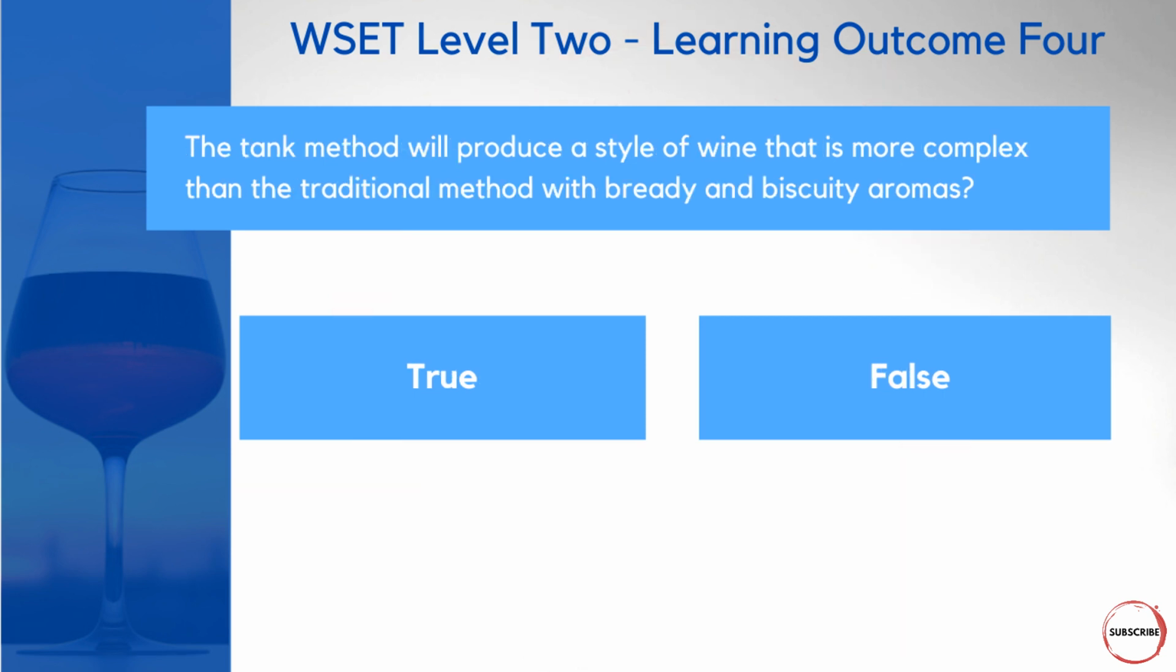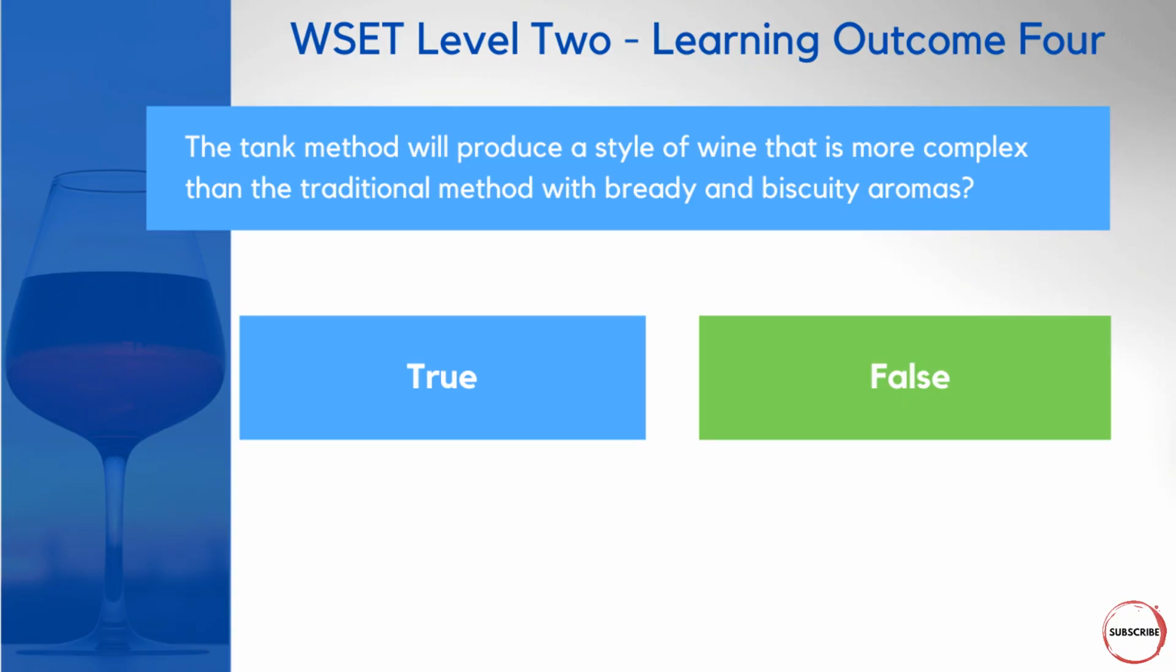Let's take another look at a question on a true or false style. The tank method will produce a style of wine that is more complex than traditional method with bready and biscuity aromas. Is that true or is that false? Now, of course, the tank method is a much different process to the traditional method. The traditional method allows for a second fermentation to take place in bottle, which means the yeasts in that bottle during second fermentation are obviously much more concentrated than they would be if production took place in a large tank. And that's why you get different aromas coming from this.